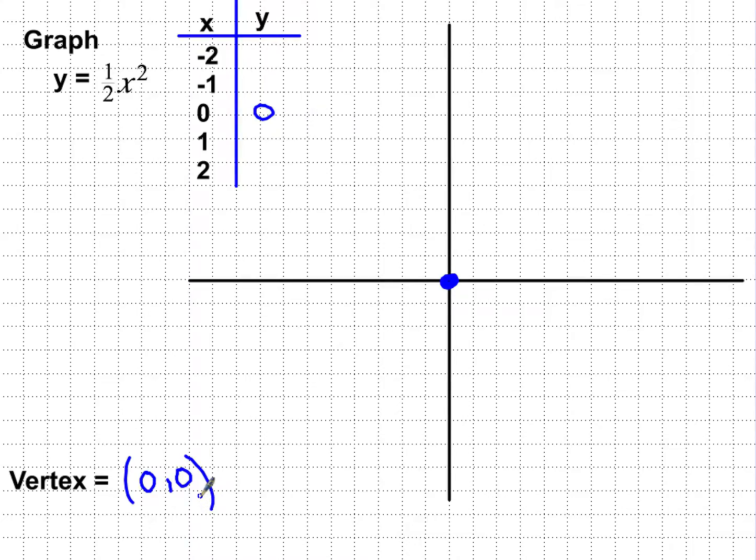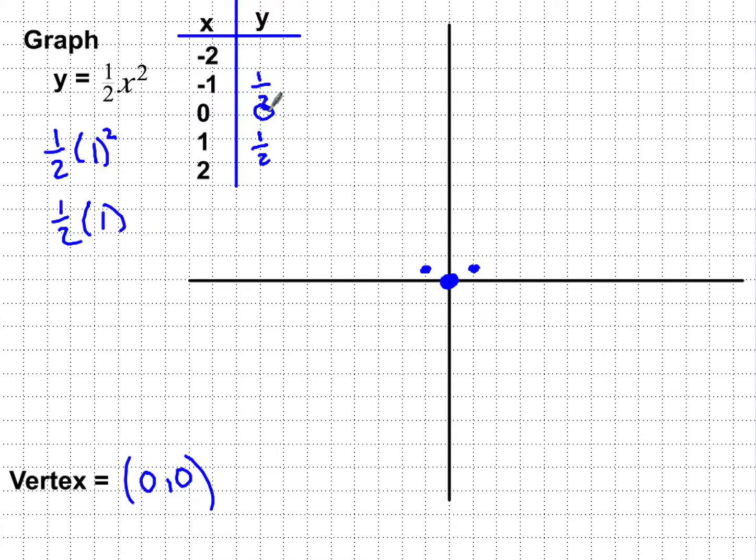Now, again, we want to figure out where we're at on the points to the left and to the right. So I'm just going to look at 1 and 2 right now. If I were to plug in 1, I'd have 1/2 times 1 squared. I have to do my exponents before I do my multiplication. So 1 squared is just 1. So I get 1/2 times 1, which is just 1/2. So now, instead of going all the way up to 1, I'm only up to 1/2. And it's symmetrical on both sides. So I'll plug that in my table just to show you guys.